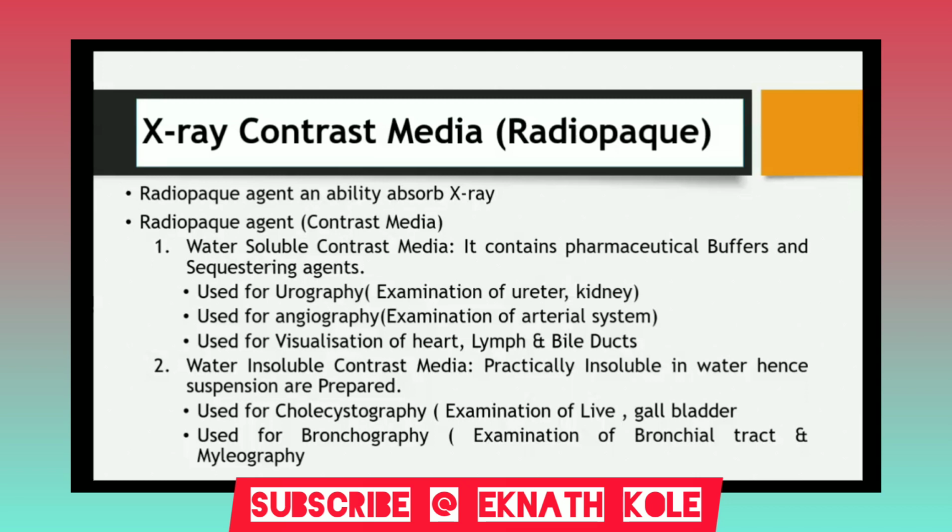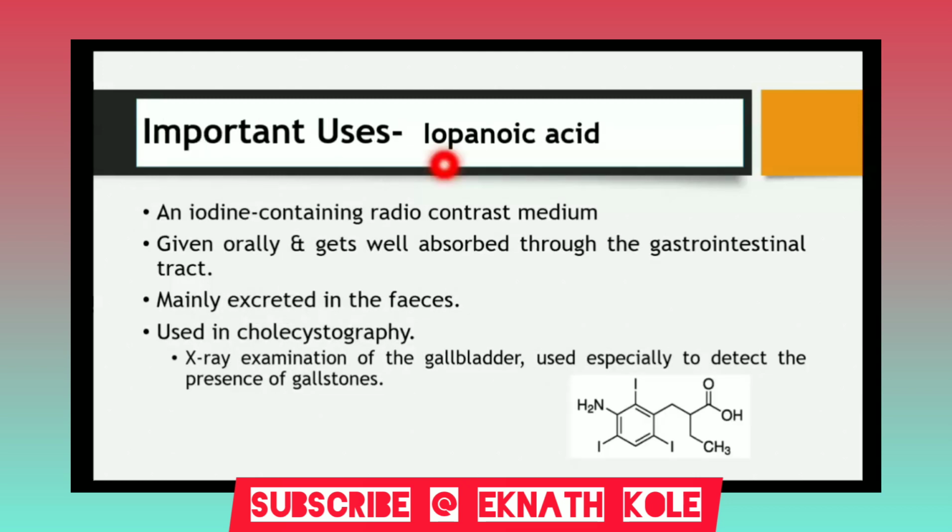Let's see the examples. First, iopanoic acid, which is an iodine containing radio contrast medium. This acid is given orally and gets well absorbed through the gastrointestinal tract, and it will be excreted in the fecal matter from our body. What is the use of it? It is used for cholecystography. What is cholecystography? It is nothing but the X-ray examination of the gallbladder, especially to detect the presence of gallstones. It is useful to detect the presence of gallstones in the gallbladder.